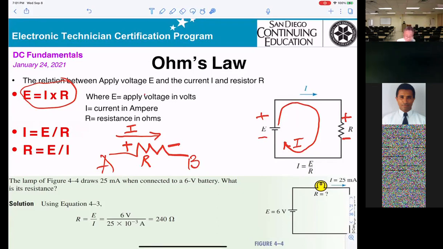Okay. In this circuit here, they give you E is 6 volts, current is 25 milliamps, and they ask what is the value of the resistor. That means you want to calculate the resistor, so you take E divided by I: 6 volts divided by 25. The 25 here is milliamps, so you must convert to amps by multiplying by 10 to the minus 3. That gives you 240 ohms.